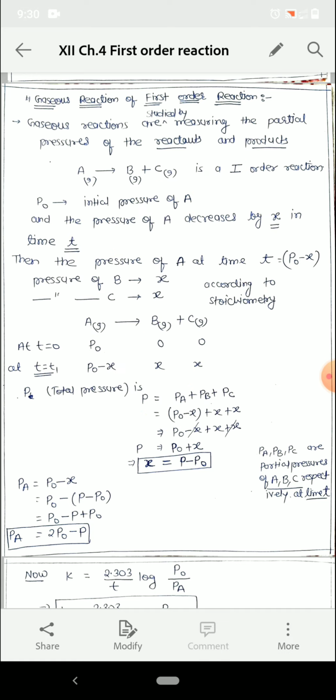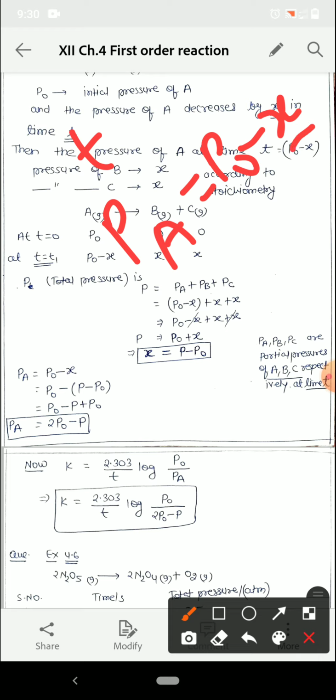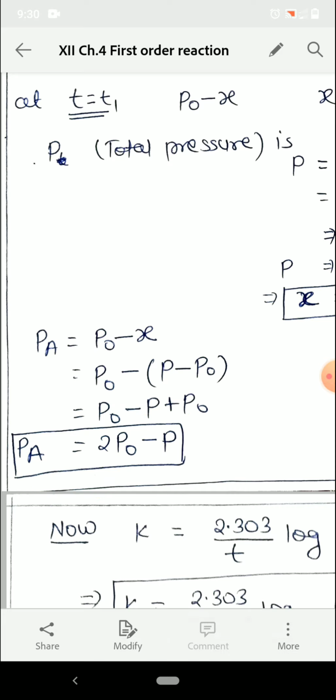P naught minus P. And now students, we know that at time t the pressure of A was P naught minus X, and we get the value of X also. So from here we can find out PA. So here we will write that PA is equal to what? P naught minus X, and X is what? P minus P naught. So it is P naught minus P minus P naught, so it is P naught minus P plus P naught, so it is 2P naught minus P. So what formula has come for our PA? 2P naught minus P, okay.